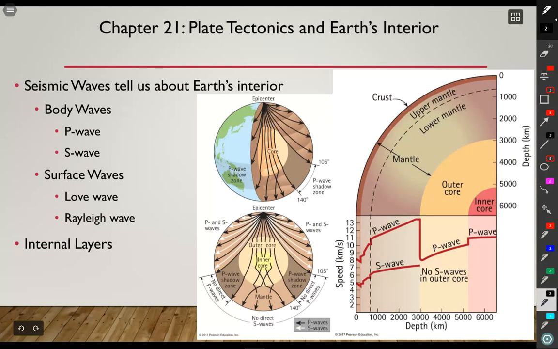Okay, chapter 21, the one where we talk about plate tectonics. Make sure that you know the layers shown here, the crust, the upper and lower mantles, the outer and inner core. So we have a total of 5 there. So make sure you know those layers and their order. And of course, the outer core, it's important to know that that's a liquid core. Inner core is solid.